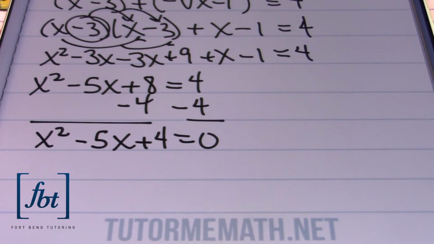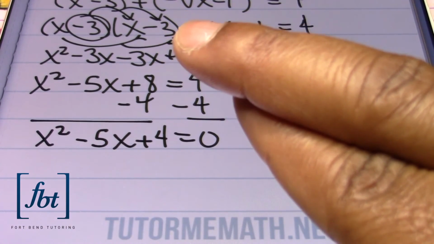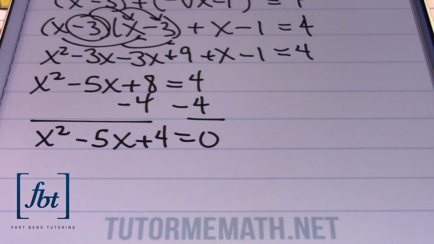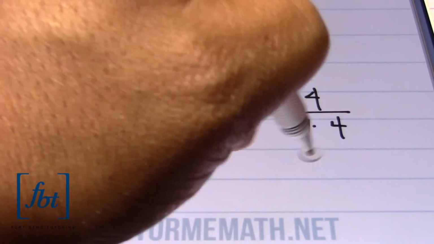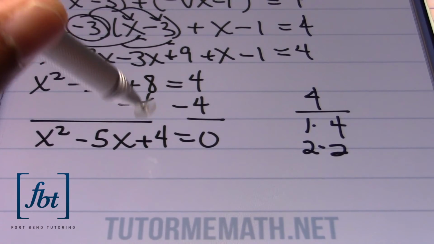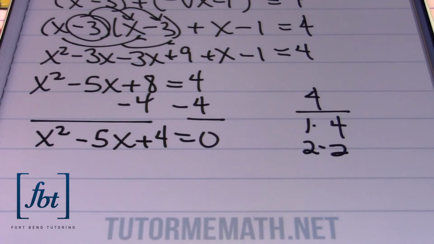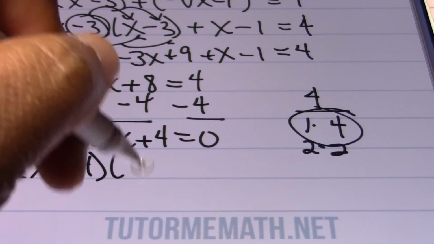Now, hopefully, at least I have my fingers crossed on this, I want this trinomial to be factorable. And I believe it is, because if you look at the factors of 4, we have 1 times 4 and 2 times 2, right? We're looking for 2 factors of 4 that will add to give us 5. Well, that's 1 and 4, right? I'm excited. We'll end up with x minus 4 times x minus 1.